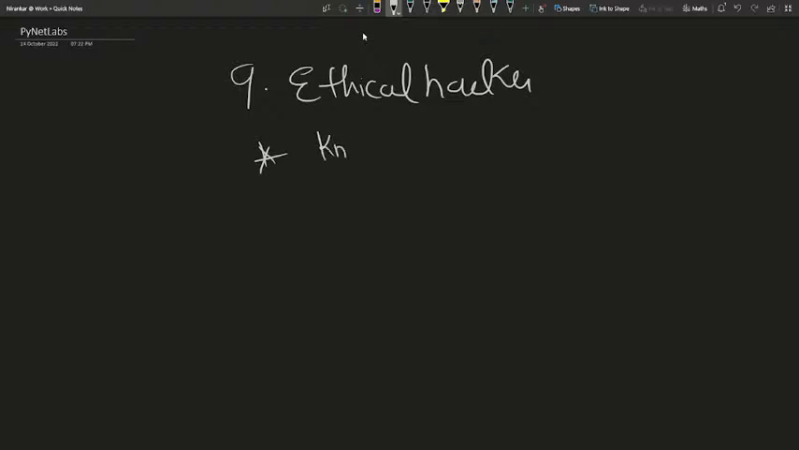Now, next up, what we have is ethical hackers. Again, an entry level job. Most of the people know about this term ethical hacker. Ethical hackers are the people who basically use their knowledge and skill to pen test.